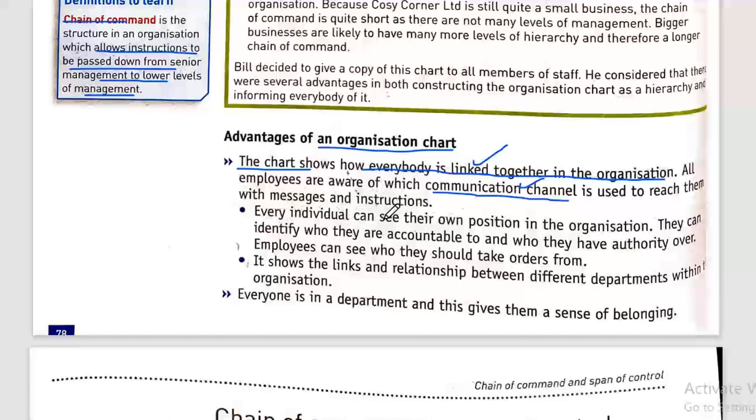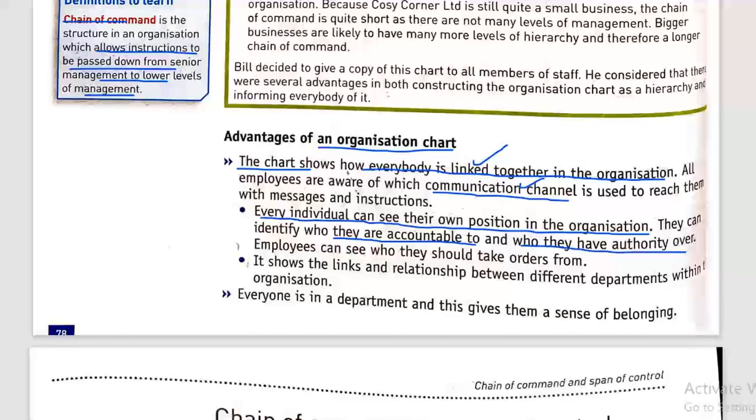Every individual can see their own position in the organization. Because of this chart, I can know as an employee which level I'm in, what my position is in this organization, who has a higher position than me, or who has a lower position than me. They can also know who they are accountable to, and who they have authority over.